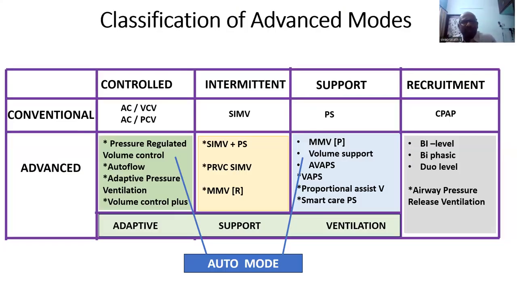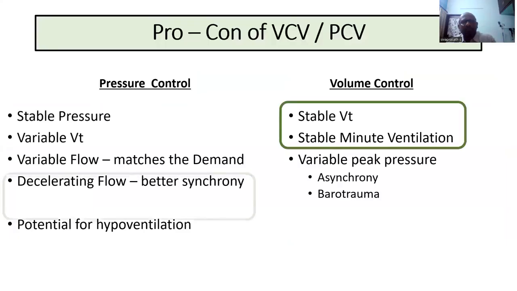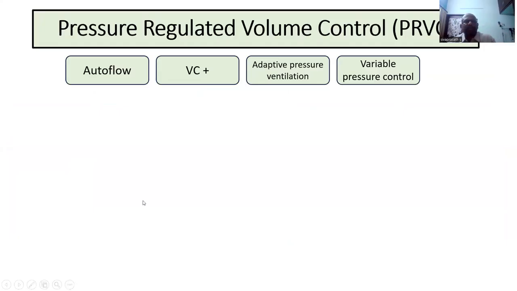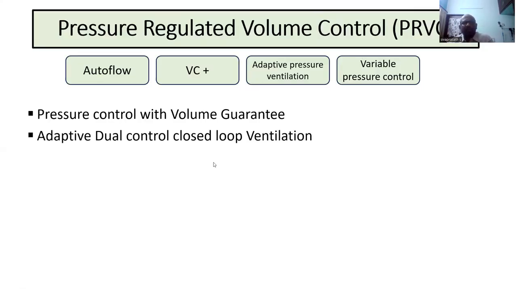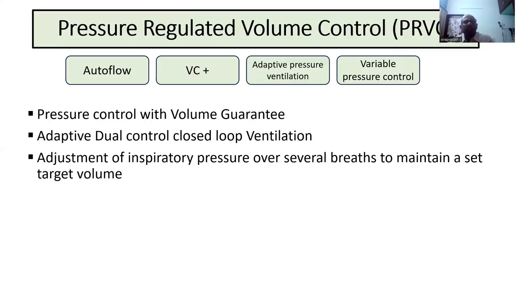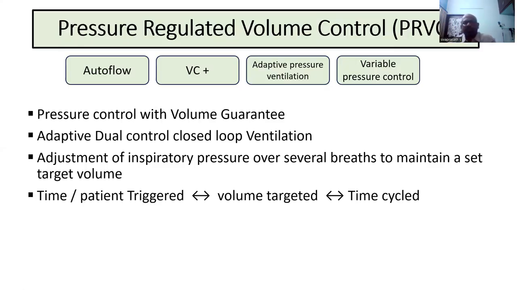Coming to the pressure regulated volume control. We have already seen that it has got a lot of synonyms. It is actually a misnomer. We say it is pressure regulated volume control, but it is actually pressure control with volume guarantee. That is the correct nomenclature of that. It is an adaptive dual control closed loop ventilation, as I already told you. It adjusts the inspiratory pressure over several breaths to maintain a set target volume. So basically, it is pressure control with volume guarantee. You can only set the volume, and with that, it will adjust the pressure, and the volume delivery will be more like a pressure control ventilation.